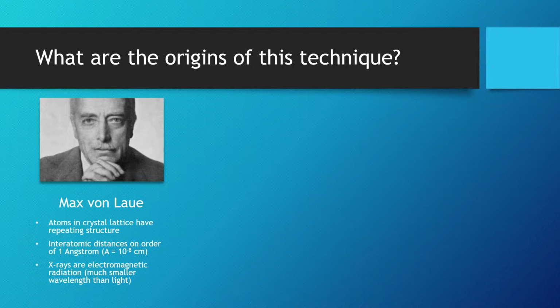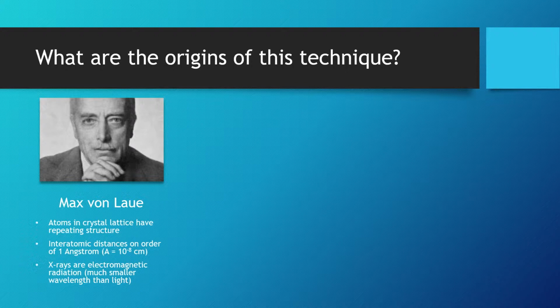They suspected that atoms were capable of coming together to form a crystal lattice structure, with the distance between each atom in this structure being about 1 angstrom, or 10 to the negative 8 centimeters, apart. He noted that if X-rays were indeed electromagnetic radiation, which has a much smaller wavelength than light, X-rays would be in the same order of magnitude as the space between atoms.